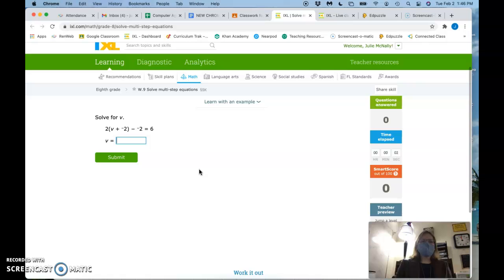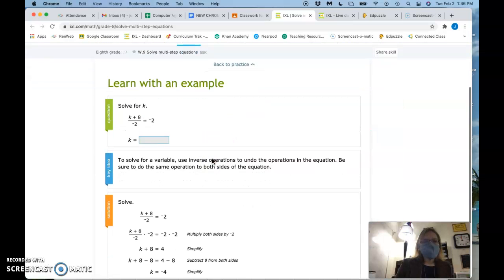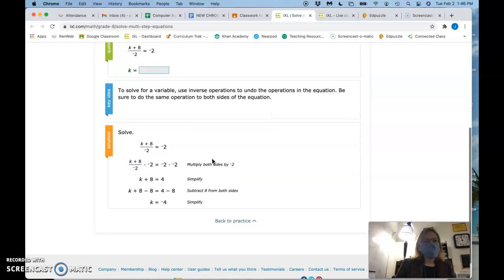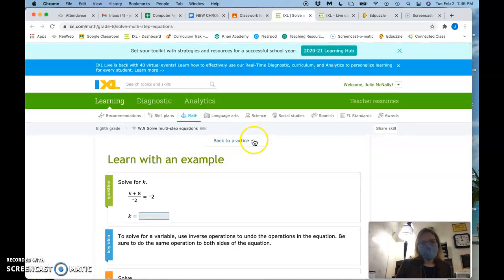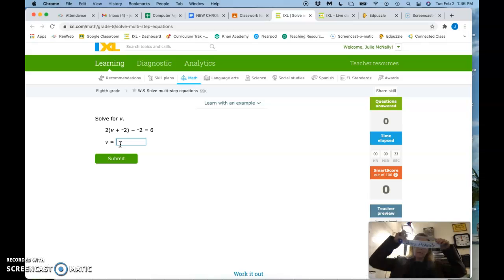Okay. So when you're on the first one, you can click Learn with Example if you want, and it will literally walk you through how to solve the equation. So that is a little tip that's super helpful. On this problem, it has many steps. So we're going to go through all the steps to solve this problem, okay? And I'm going to show you how.